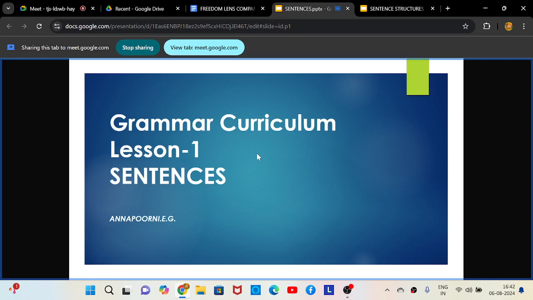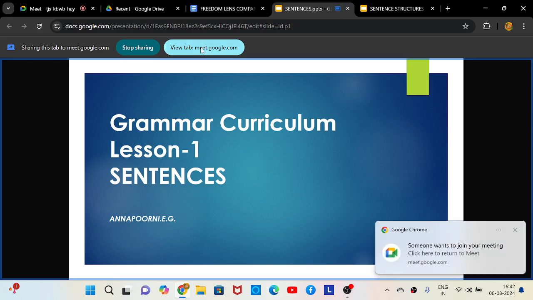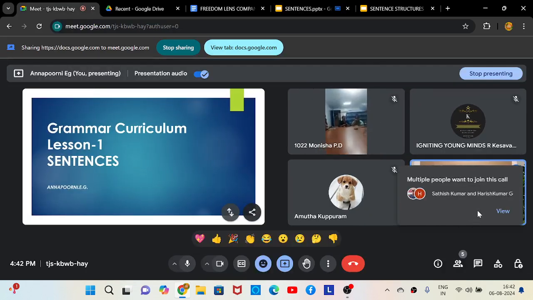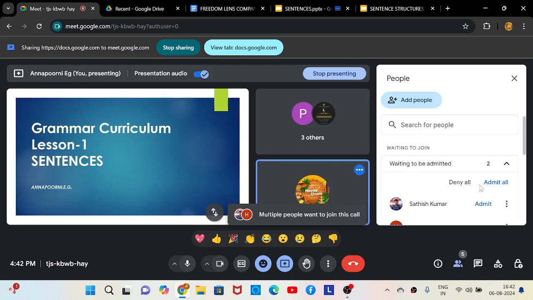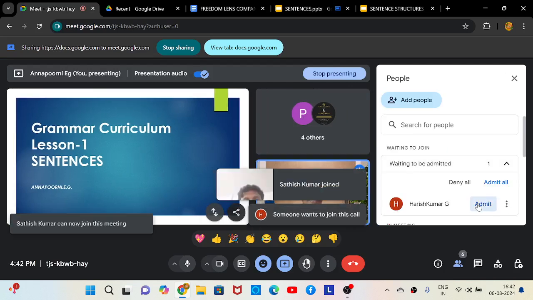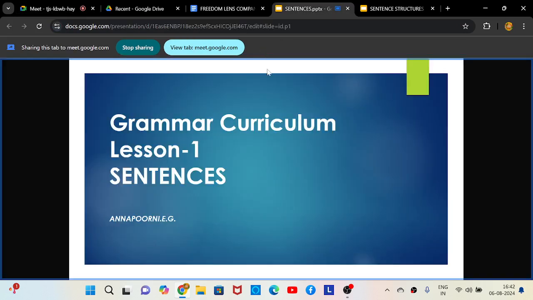In the last class we learned the importance of LSRW, that is listening, speaking, reading and writing. And we also did a SWOT analysis, to identify your strengths, weaknesses, opportunities and threats. So today we are going to theoretically start our grammar classes.